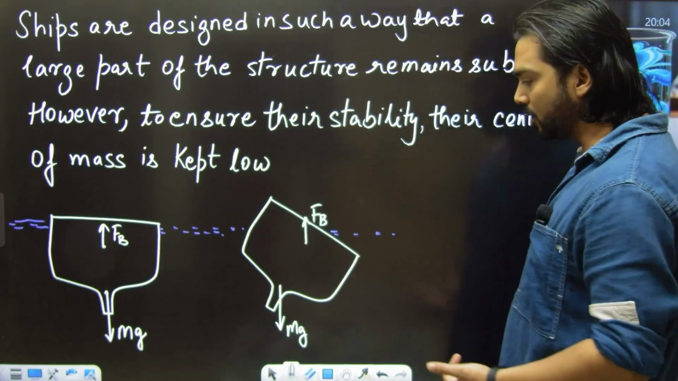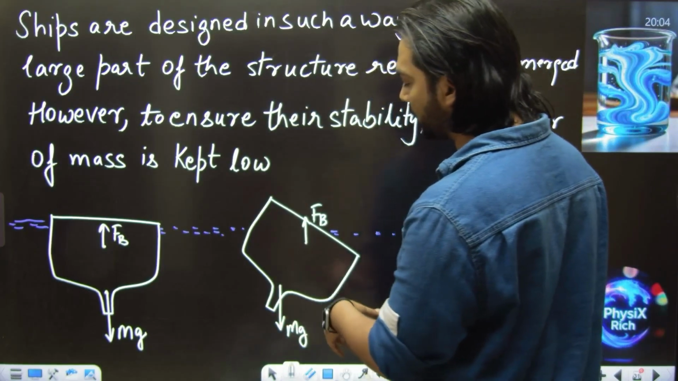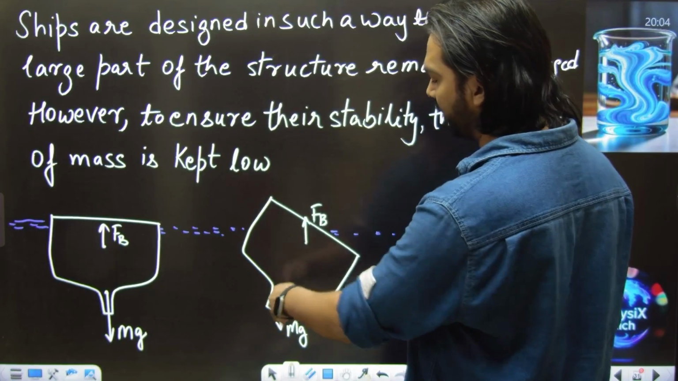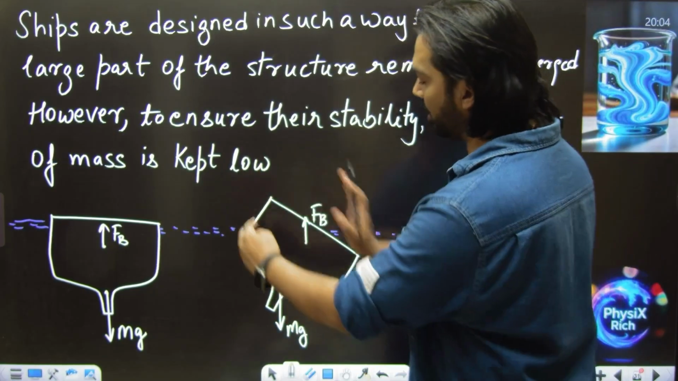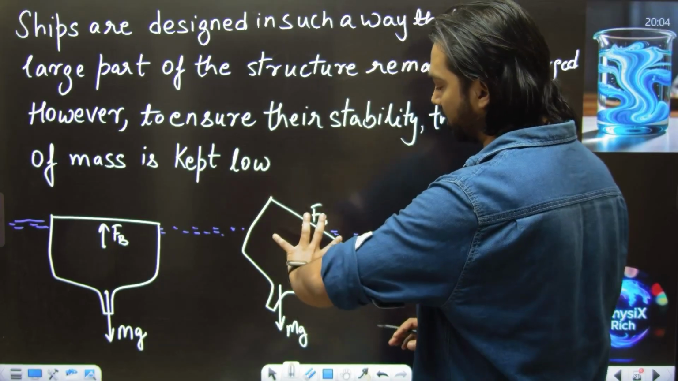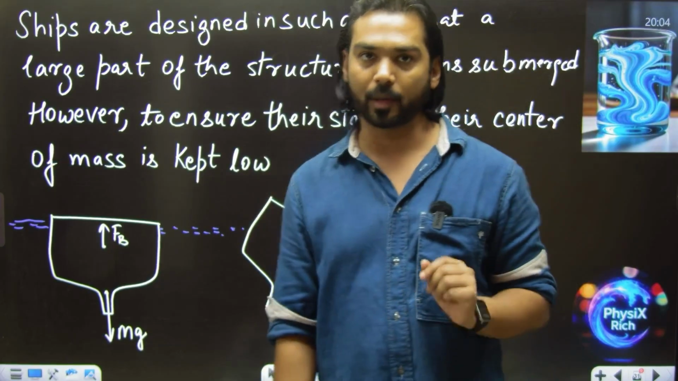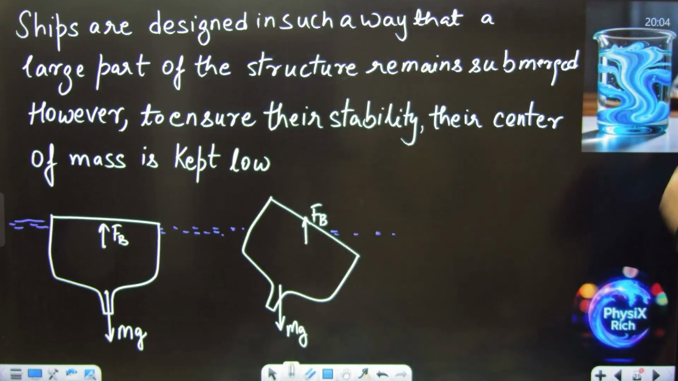But no, that's not going to happen, because we design ships in such a way that this mg force and this buoyant force cause a torque such that the ship comes back to stable equilibrium. Okay, so that is how these ships are designed. We design them in such a way that the center of mass of the ship is kept very low.